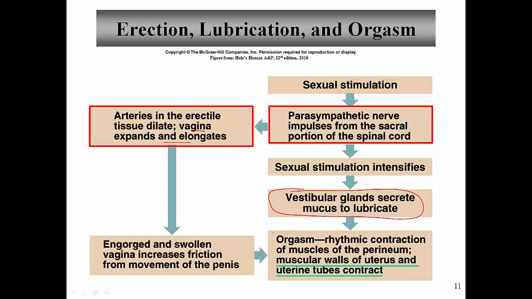And as we talked about in the male, remember that the sympathetic nervous system was what controlled ejaculation in the male and orgasm. So orgasm results in rhythmic contractions in the muscles of the perineum, the walls of the uterus, as well as the uterine tubes. So this is very important because when sperm is deposited into the female reproductive tract, the rhythmic contractions and the peristalsis that occurs throughout the female reproductive tract tends to move the sperm up toward the uterus and up toward the fallopian tubes where fertilization might take place.